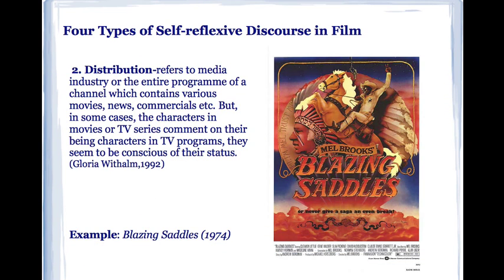Second is distribution. On the one hand, there is television, understood both as the media institution and as the entire program of a channel. On the other hand, there are the various items the program consists of: different movies, news, commercials, etc. Usually the two have nothing in common, except that the latter are available at a fixed time on a particular channel. But in some cases, the characters in movies or TV series comment on their being characters in TV programs. They seem to be conscious of their status.